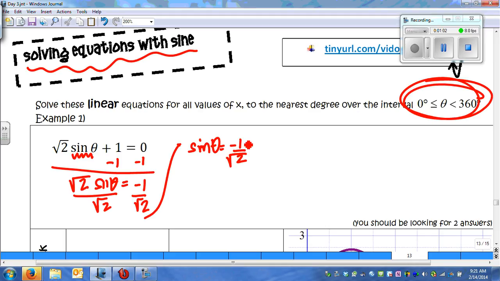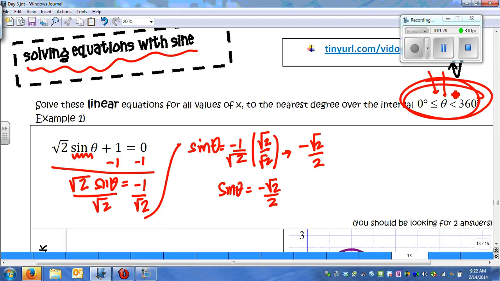Now, negative 1 over radical 2 is irrational. We know that when we rationalize it by multiplying by rad 2 over rad 2, we're going to end up with negative radical 2 over 2. So we have here that the sine of theta equals negative rad 2 over 2. Okay, that's really special, except the question didn't say solve for sine theta. It wants us to solve for just regular old theta. So we have to continue.